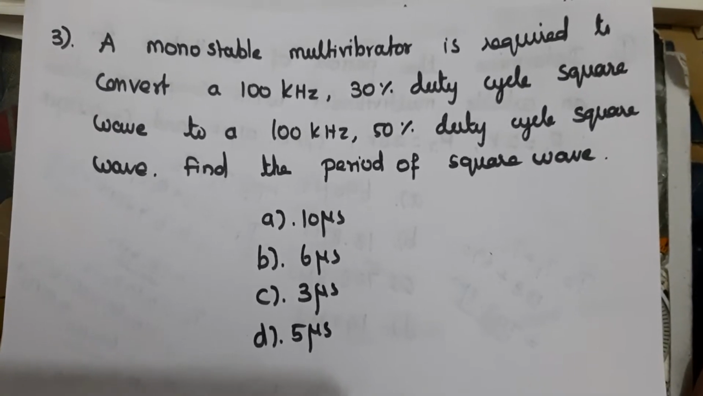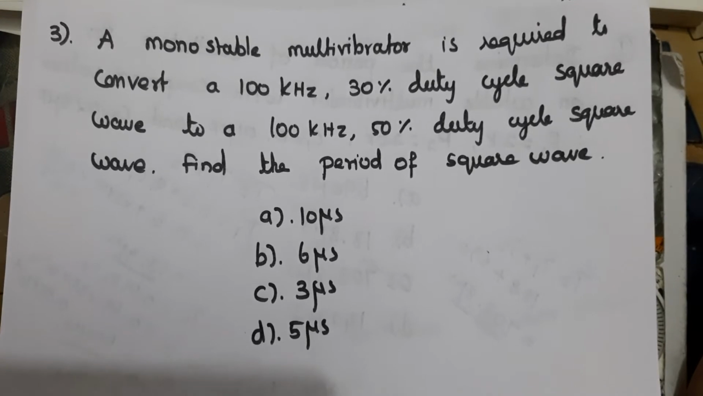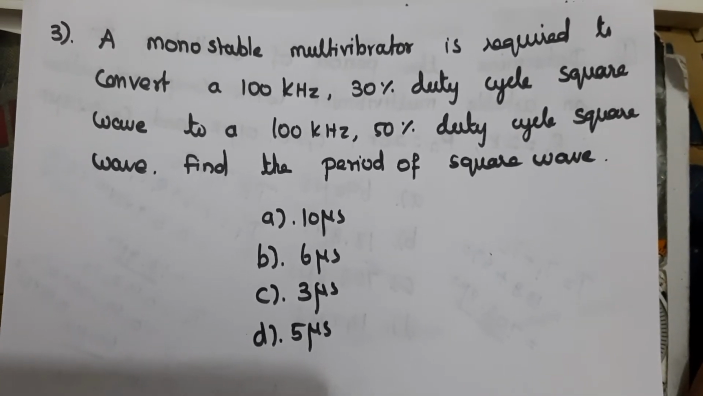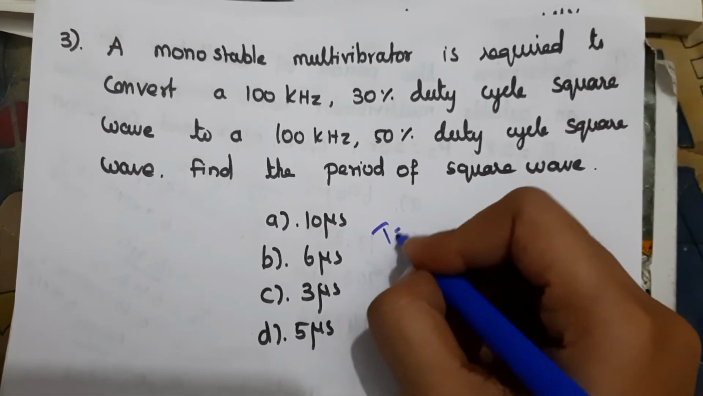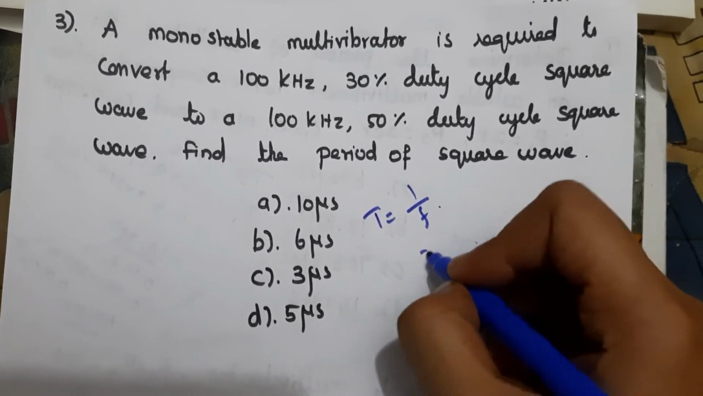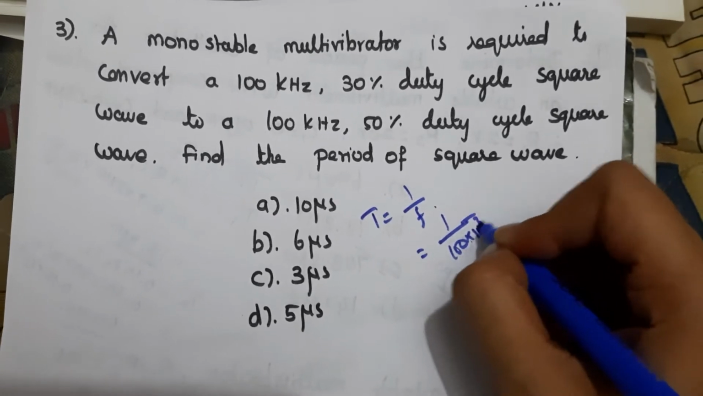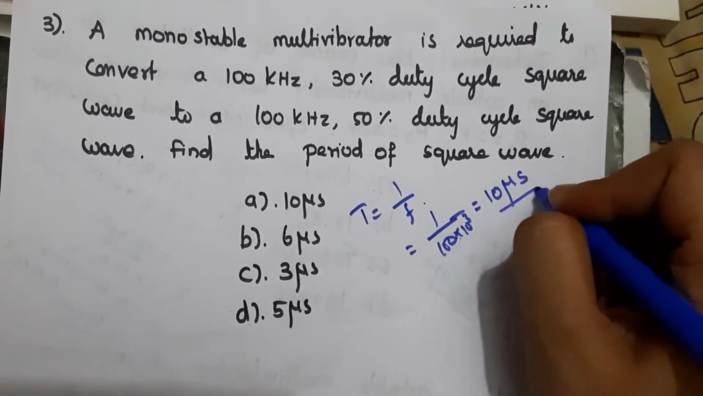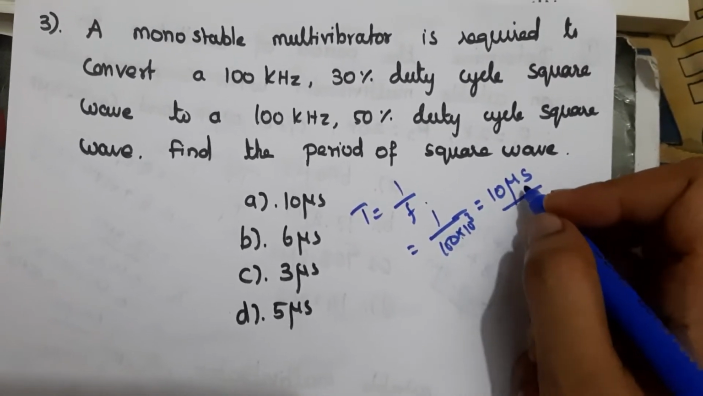Third question, a monostable multivibrator is required to convert a 100 kHz 30% duty cycle square wave to a 100 kHz 50% duty cycle square wave. Find the period of the square wave. Here we know T is equal to 1 by frequency, the reciprocal of the frequency. Here frequency is 100 kHz. Solving this we will get 10 microsecond. So the total time period T is equal to 10 microsecond.